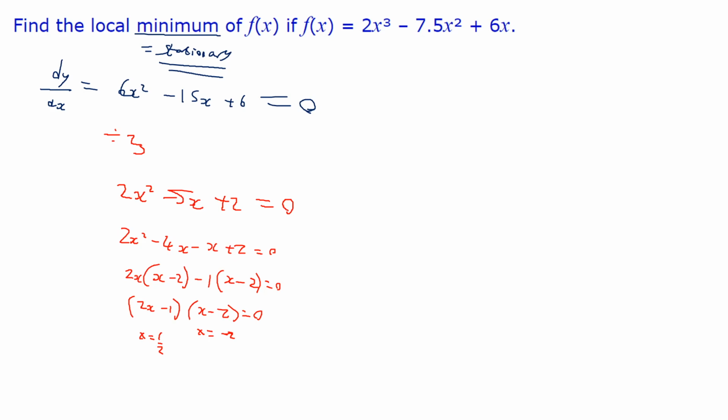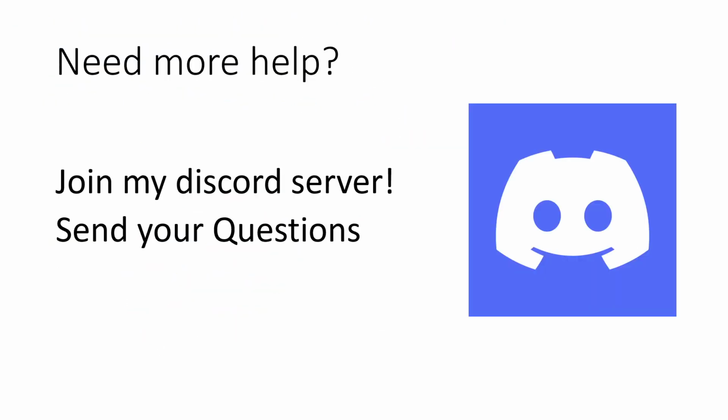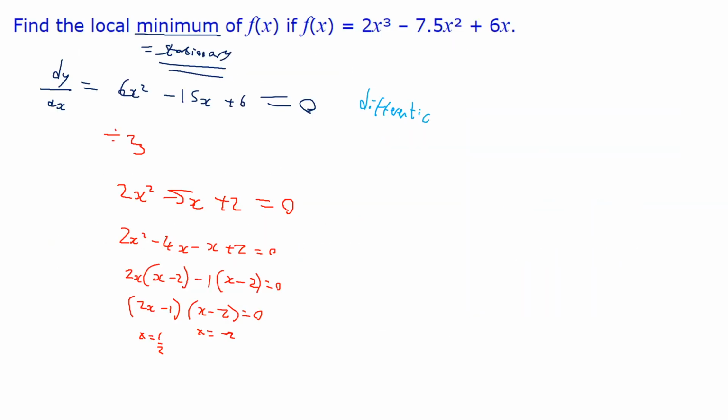However, which one is the minimum and which one is the maximum? You might be asking. The way we do that is we need to differentiate again. Okay? So what we do is we do d2y by dx squared, and what we're left with is 12x minus 15. So all we need to do is sub in these x values to work out which one is going to be the minimum point and which one's the maximum.